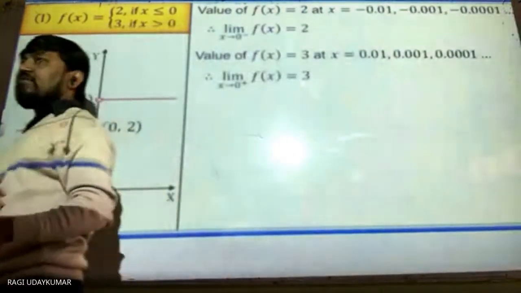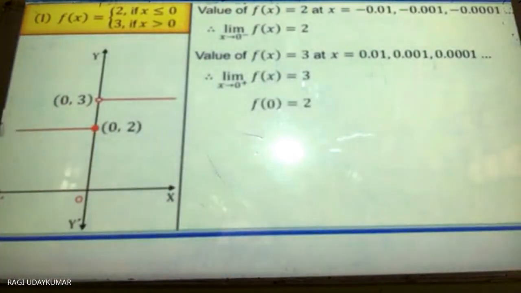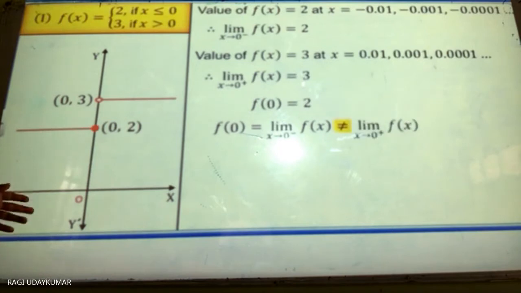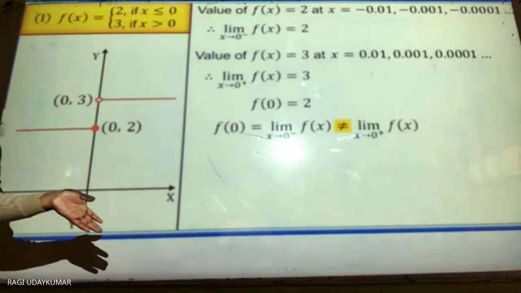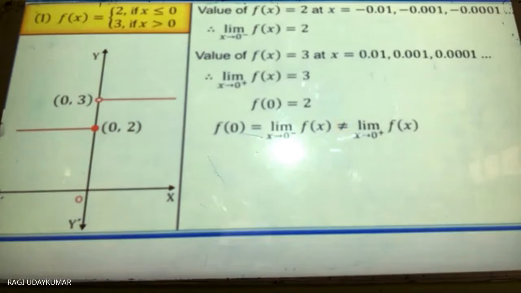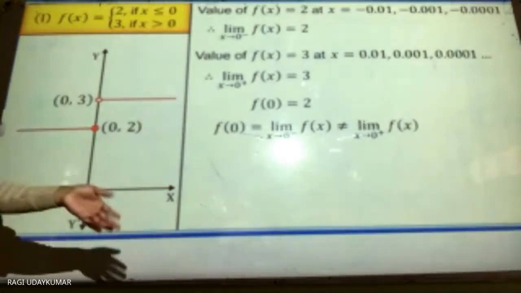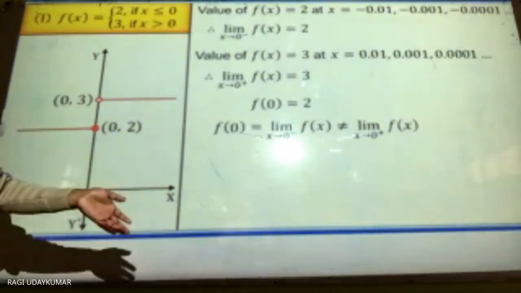And when you see that the left hand limit is 2 and the right hand limit is 3, both are not equal. If both are not equal, then you can say that the limit does not exist at x equals 0. At x equals 0, the limit does not exist. When the limit does not exist, this is not equal to the function value f of 0.